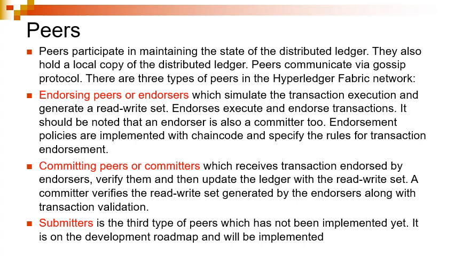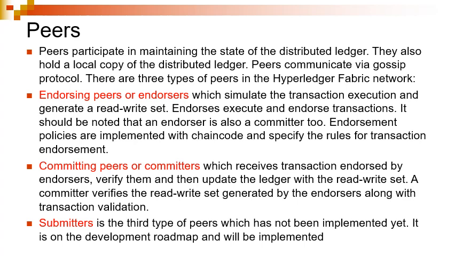The second type of nodes are committing peers, or committers, which receive transactions endorsed by the endorsers. This type of peer verifies the transaction and then updates the ledger with the read write set. A committer verifies a read write set generated by the endorsers along with the transaction validation.